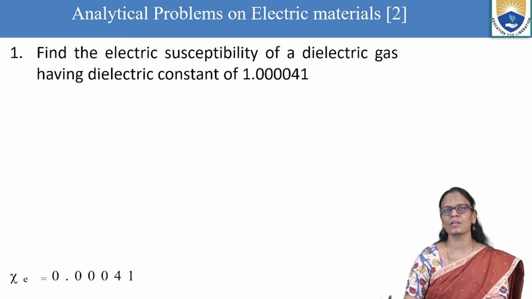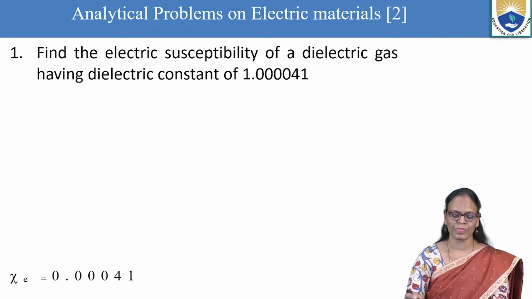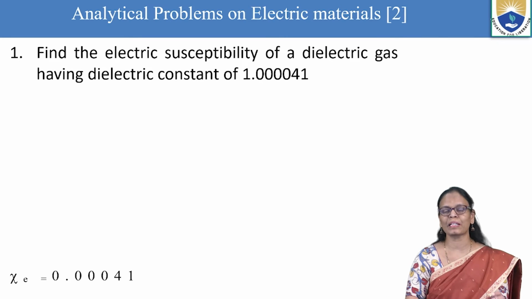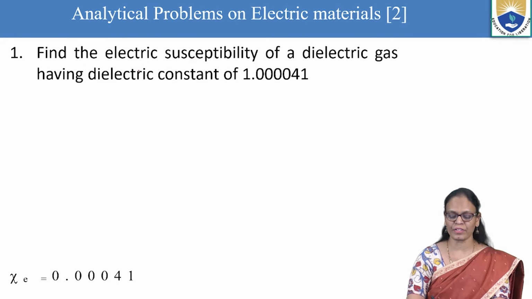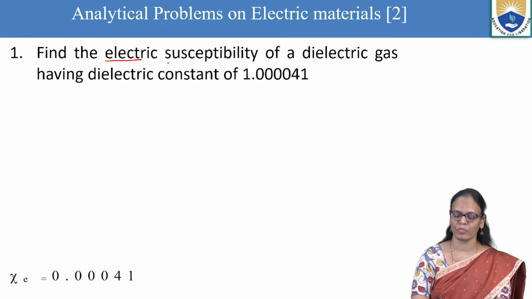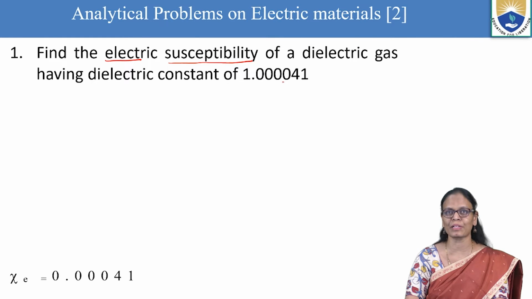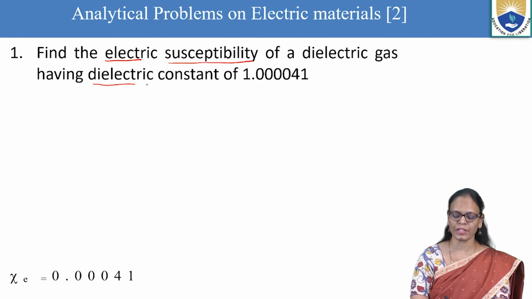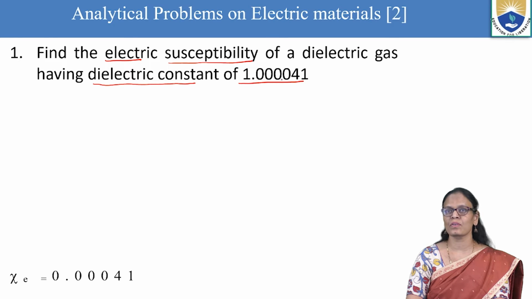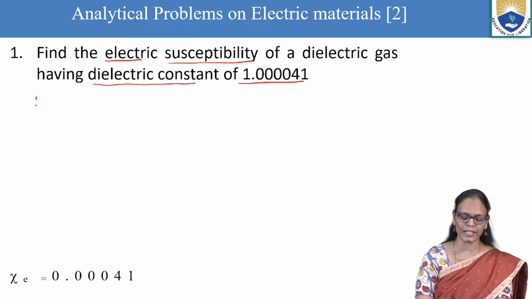So first let us do a very simple numerical based on electric susceptibility and dielectric constant. The question given here is: find the electric susceptibility of a dielectric gas whose dielectric constant is 1.000041. So first let us write the data that is given.